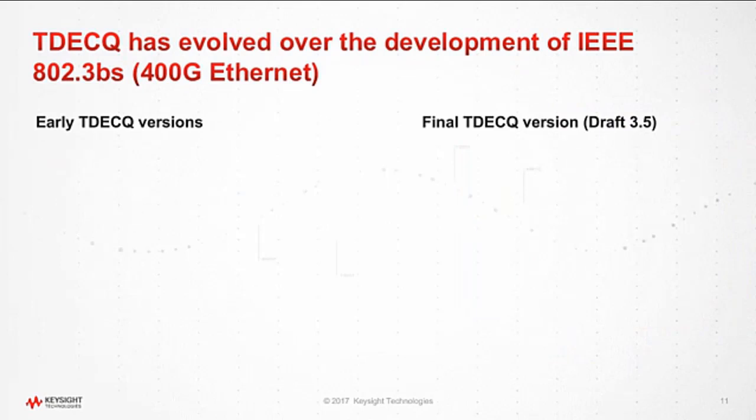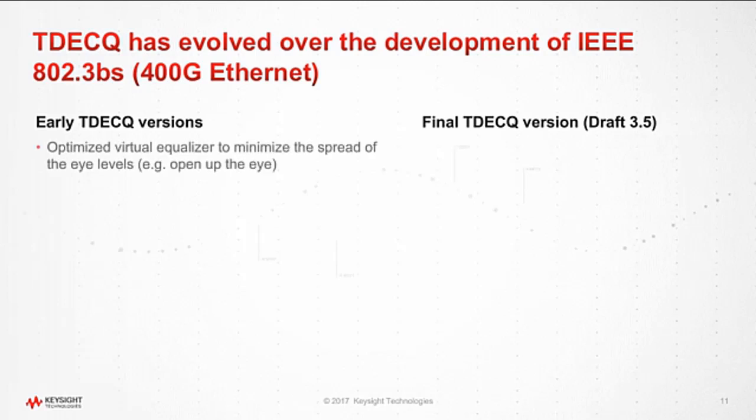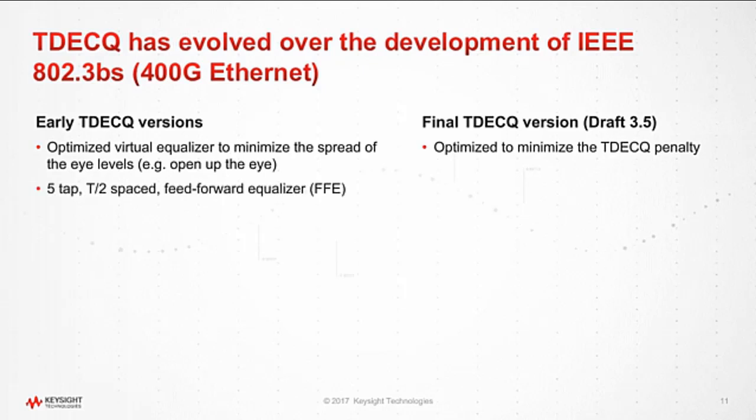One thing to note is that the TDECQ measurement has evolved since the start of 802.3bs. Very early TDECQ versions optimized that TDECQ equalizer by trying to minimize the spread on the eye level, so minimize the ISI, and you want a maximum eye opening. In the latest draft 3.5, and again, as Steve said, all the technical changes for bs have really been implemented at this point. So what needs to get optimized is the TDECQ number itself, and there's various ways that we're going to do that, and we'll look at those in more depth in a moment.